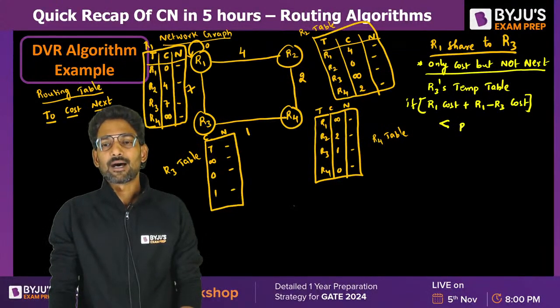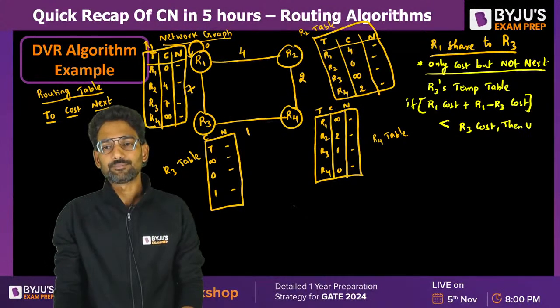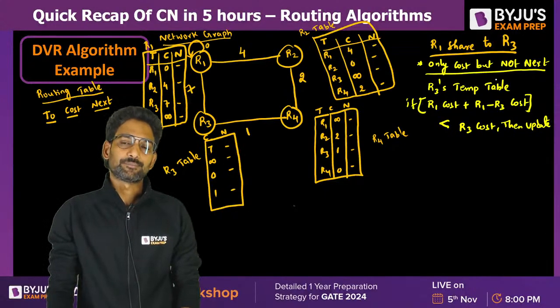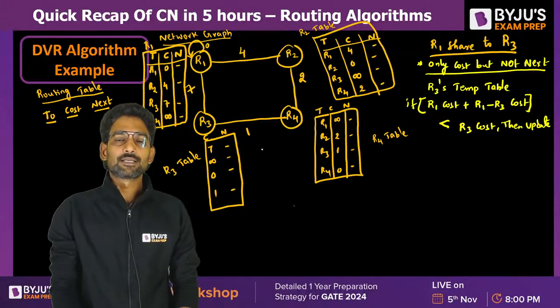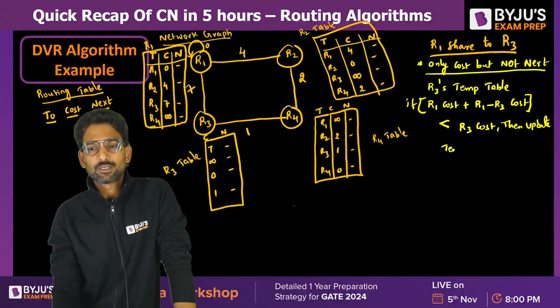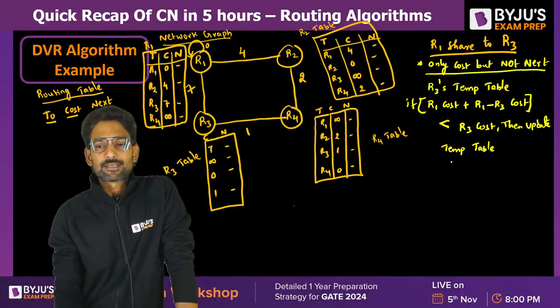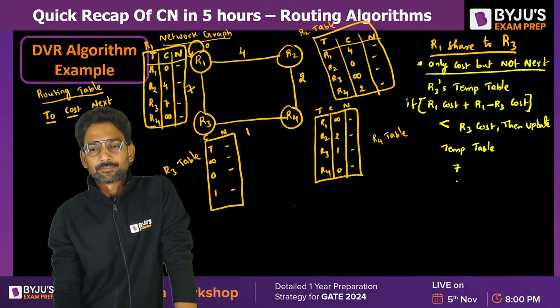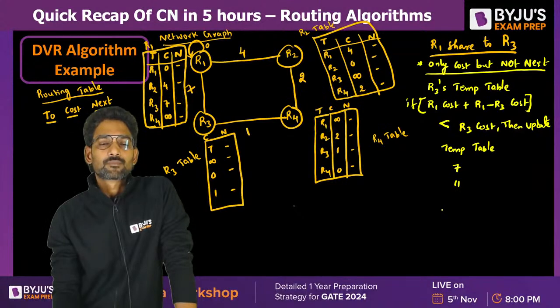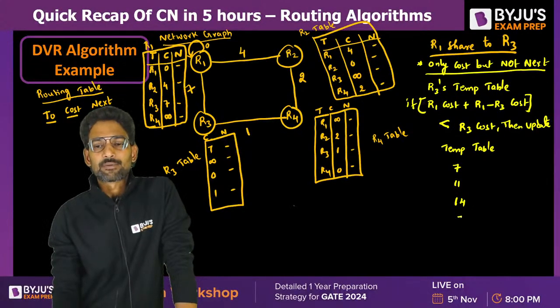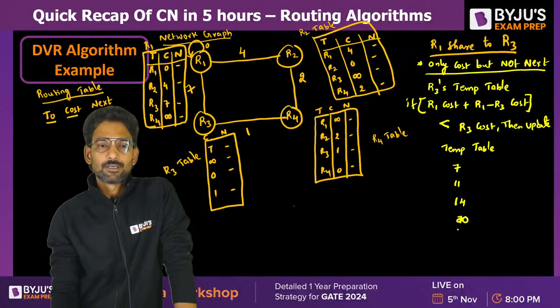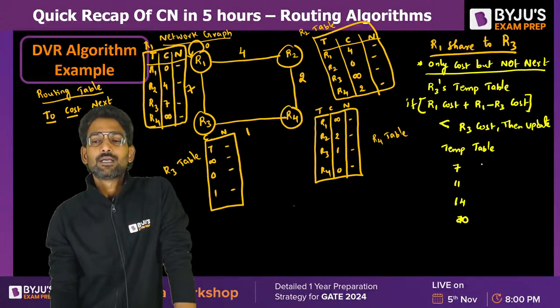If this is less than the R3 cost, then update. Okay, so let us apply to R3. R3 temporary table is what? 0 plus 7, 4 plus 7, 7 plus 7, and infinity plus 7, which is infinity. Now, what would be the next column for R3? Sender node. So, all the next nodes become R1.